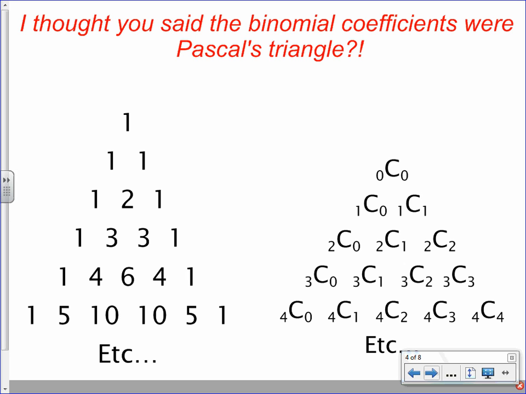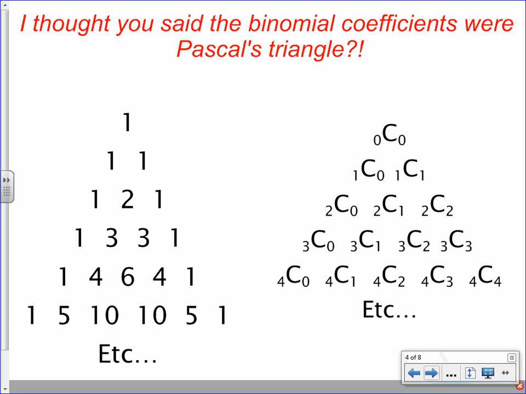Pascal's triangle is the same as what was on the previous slide, okay? If we notice, if we use combinations, so like here in the 0 row, I have 0 combinations of 0. That's 1. Here in the first row, 1 combination of 0, and then 1 combination of 1. Well, that's the same thing as 1.